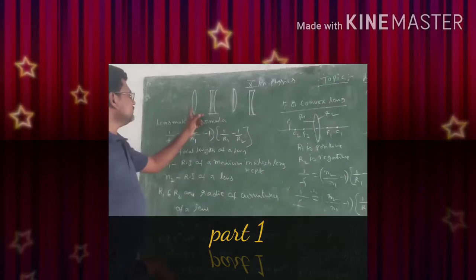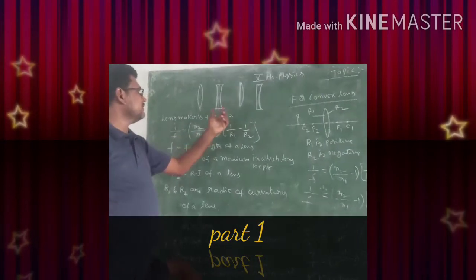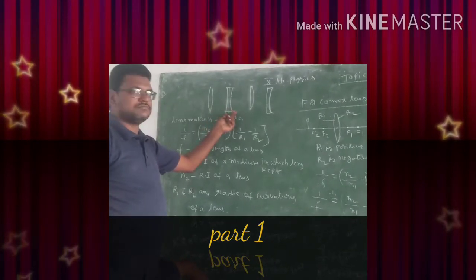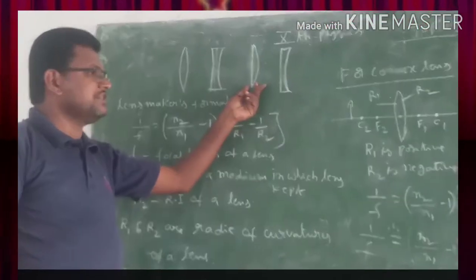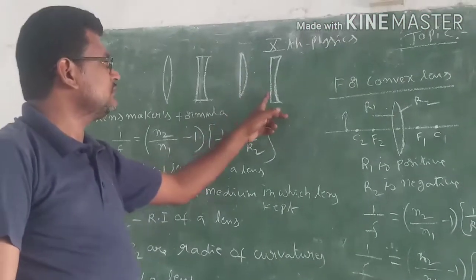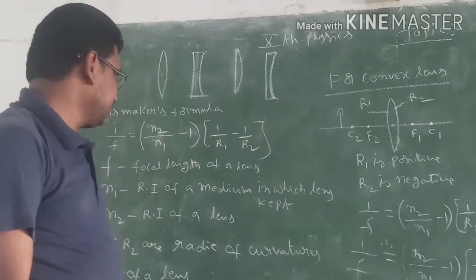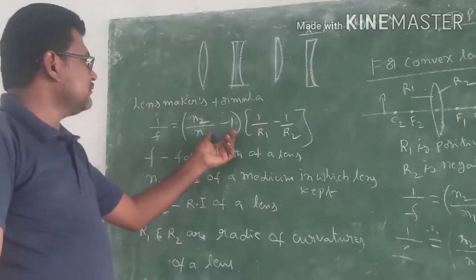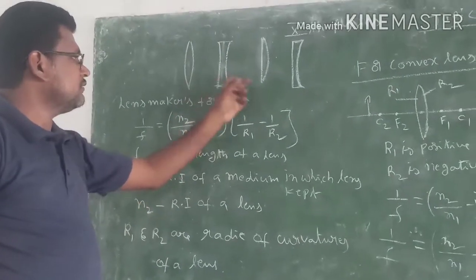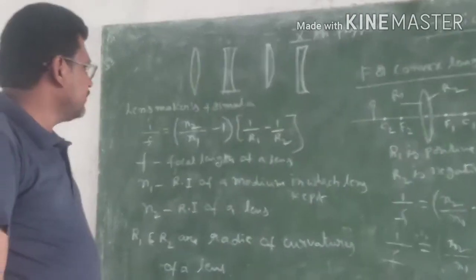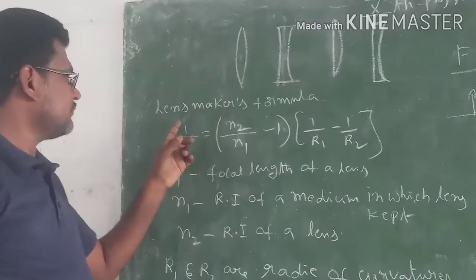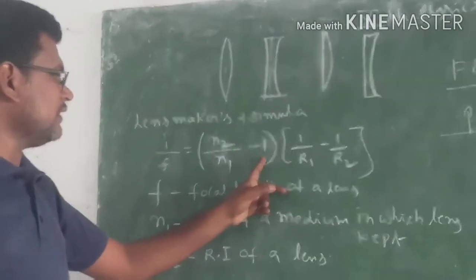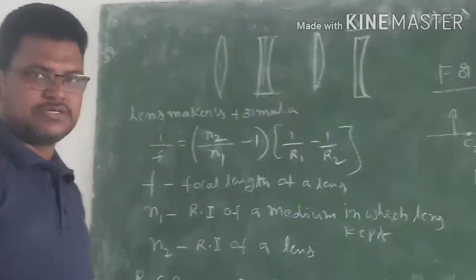See here, these are some lenses. This is a convex lens, this is a concave lens, this is a plano convex lens, this is a plano concave lens. Now see the lens maker's formula. We can use this lens maker's formula for all types of lenses. See what is lens maker's formula: 1 by f is equals to n2 by n1 minus 1, 1 by r1 minus 1 by r2.